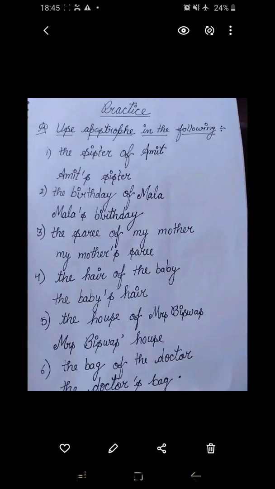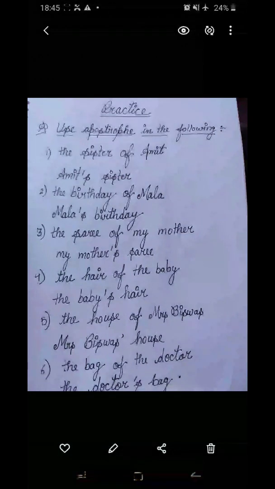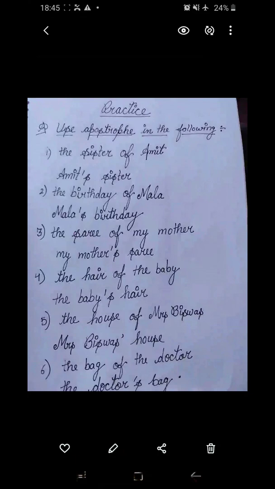As you know very well, I like the practice session of every chapter. For example, when we discuss any topic, I go for a practice session so that you can understand the topic in a better way. So same here: use apostrophe in the following.